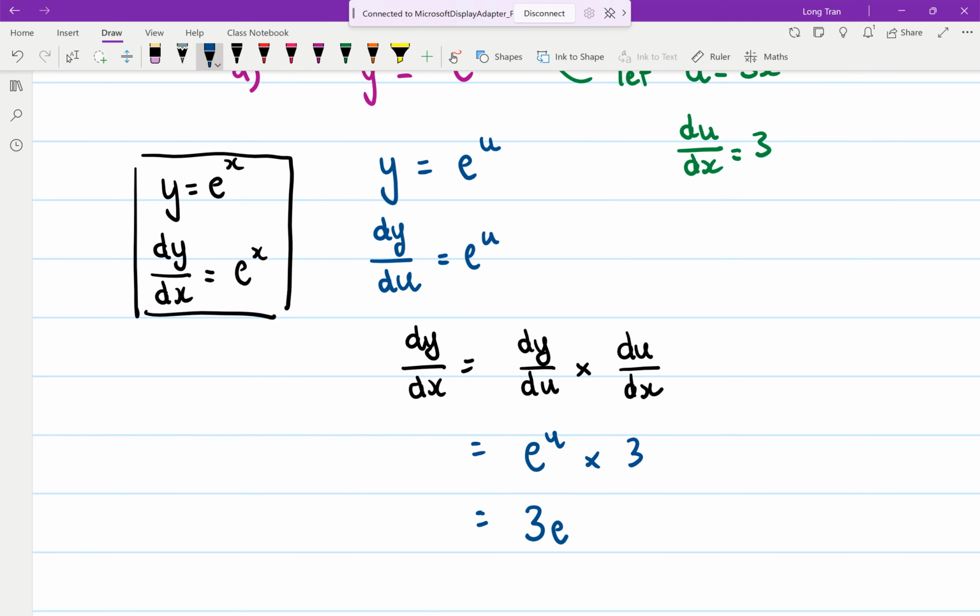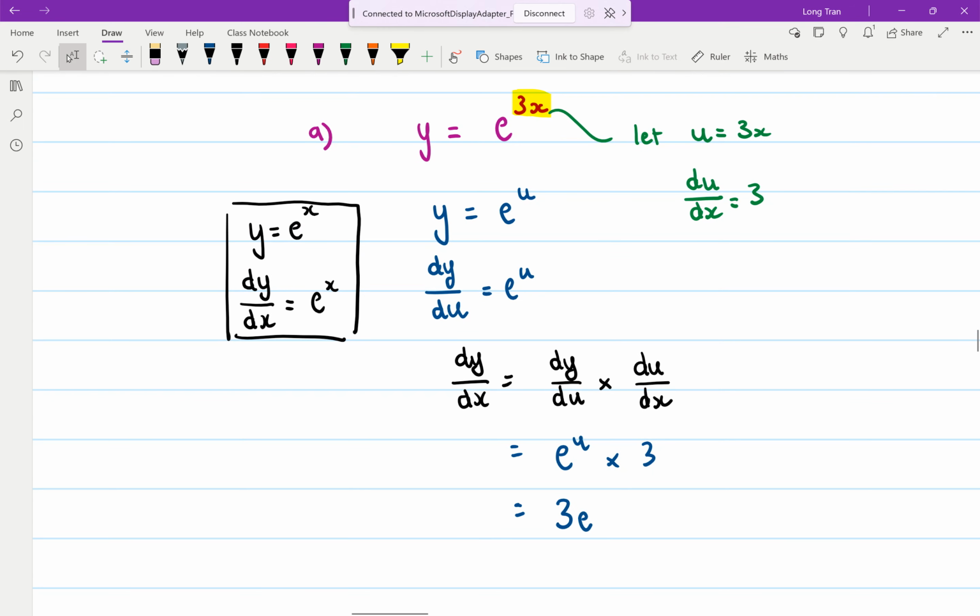But remember, you don't leave your variables in terms of u, since this is dx. So since we know u is equal to 3x, we're now replacing that, and we say it's 3e to the 3x. Now, most students will be okay with this problem if they use their textbook. The textbook rule says this. If you have e to the kx, dy/dx is equal to k e to the kx.